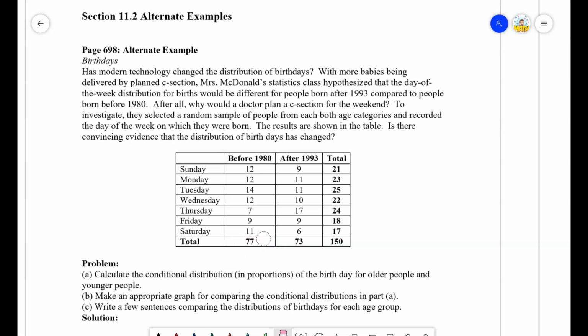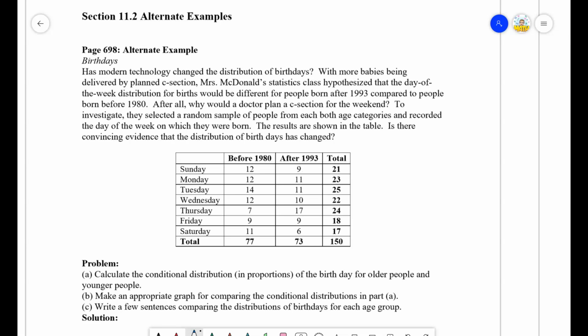A goodness of fit situation would be just one of these lists, and we would compare it to, if there's 7 days out of the week, a uniform distribution like 11 every day. 77 divided by 7 would be 11 each. But here we have two lists, so it's definitely a different kind of test that we're going to want to do.